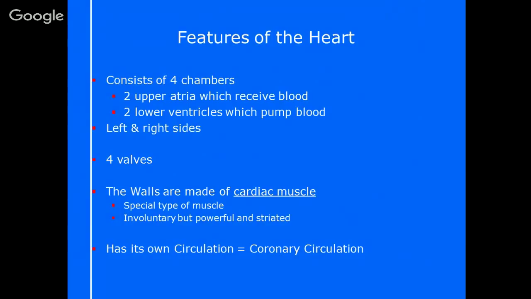There is also a division between left and right sides, and we'll have a look at that in a diagram in just a second. There are also 4 valves that we're going to have a little look at, and a really important part of the feature is that the heart itself is actually just one great big complex muscle. It is made of a very specific type of muscle, which predictably is called cardiac muscle.